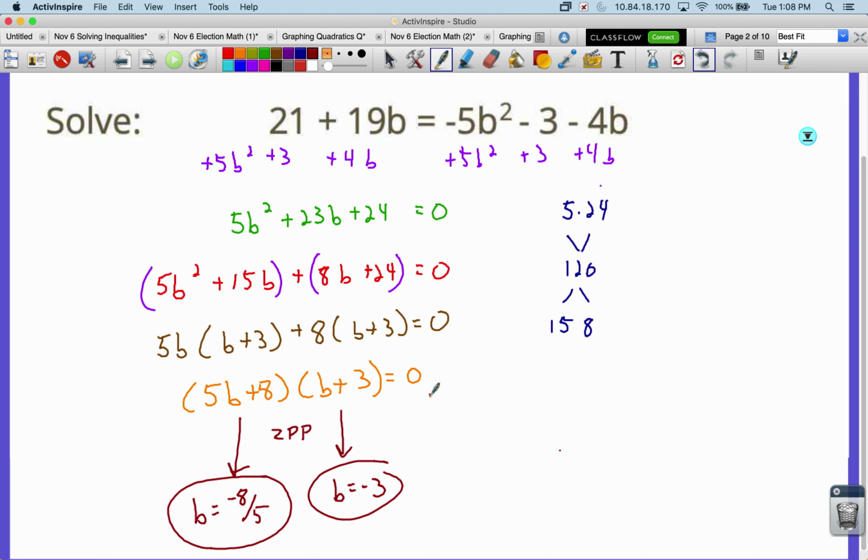Because it was set equal to 0, I could use the zero product property, and you can do this last step in your head if you're okay doing 2 steps in your head. You just set this equal to 0. Subtract the 8 over, divide by 5, you get negative 8/5, and for this one you get negative 3.